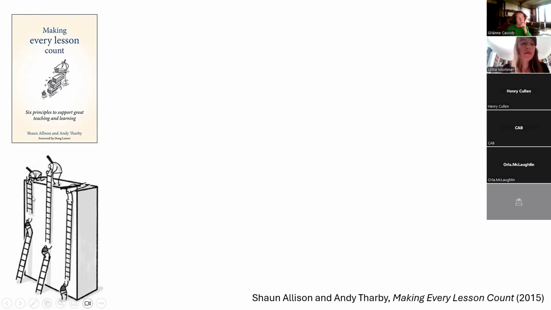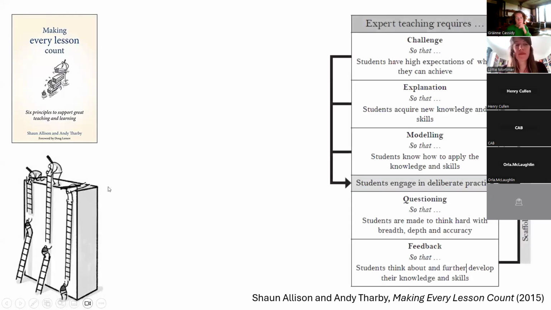They might be different, but we can look at what those supports look like to get all of our students to where we want them to be. Allison and Tharby came up with their principles of what expert teaching requires: challenge, explanation, modeling. After modeling, students engage in deliberate practice. We have questioning throughout, and feedback. And throughout the questioning and feedback stages, we provide scaffolding to help them achieve their deliberate practice.